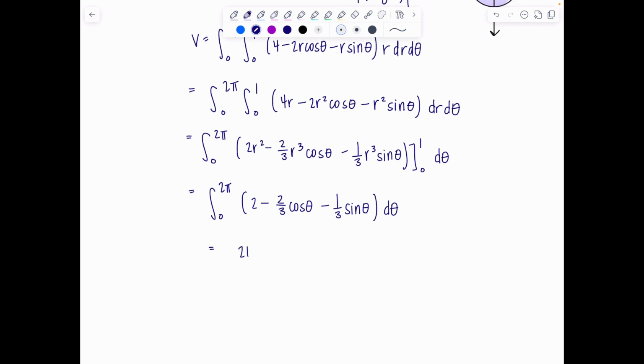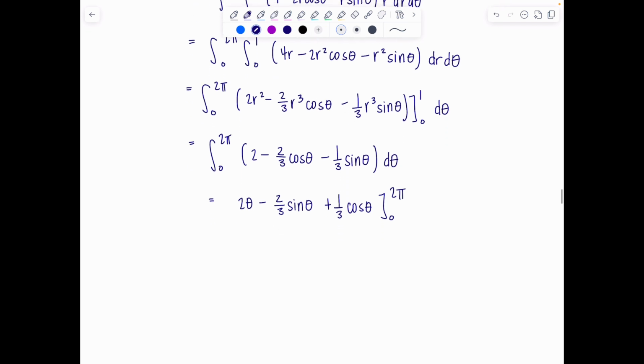Okay, here we go. 2 theta minus 2/3 sine theta plus, keep your wits about you, 1/3 cosine theta, 0 to 2 pi, and then plug in those limits of integration, and it's 4 pi. Okay, perfect.